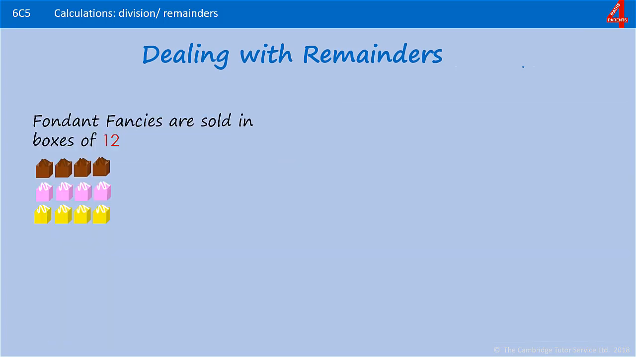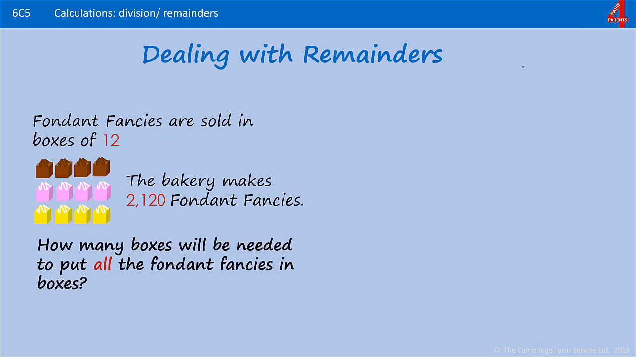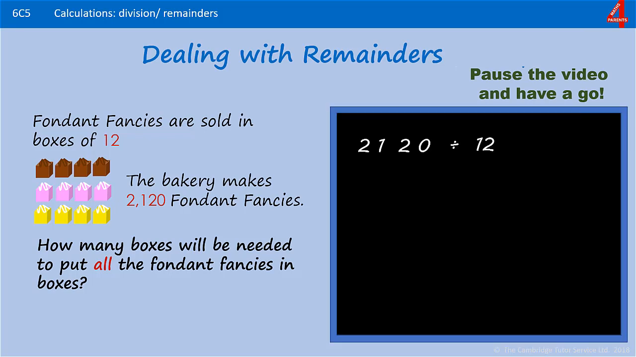This one's for you to try. Fondant fancies are sold in boxes of 12. The bakery makes 2,120 fondant fancies. How many boxes will be needed to put all the fondant fancies in boxes? Pause the video, have a go. 2,120 divided by 12.